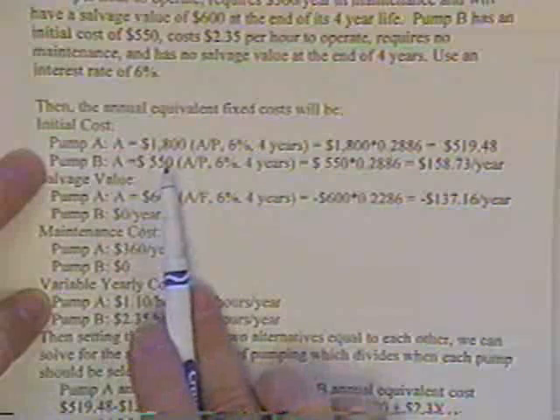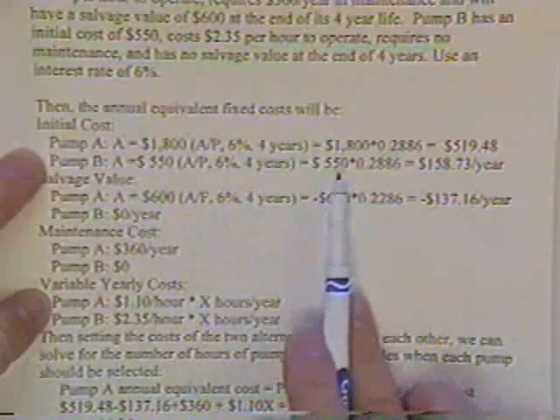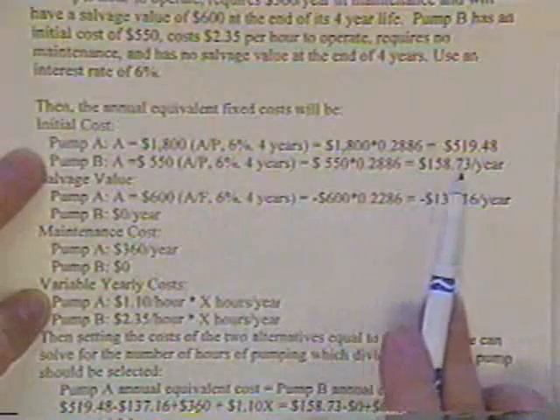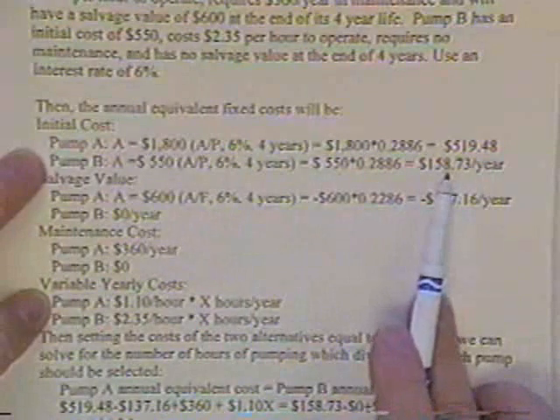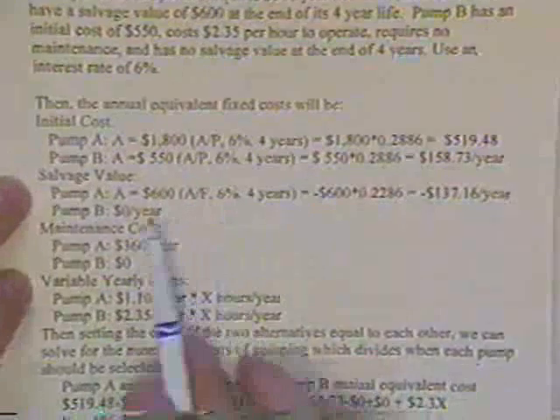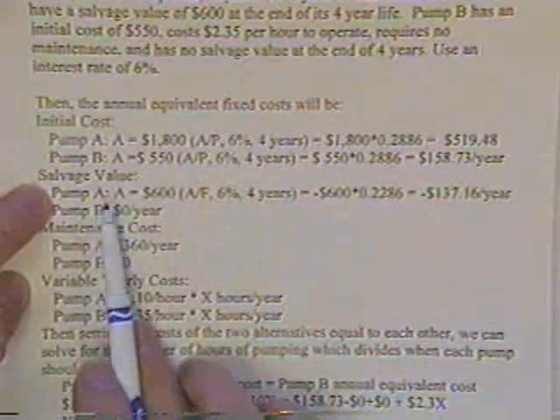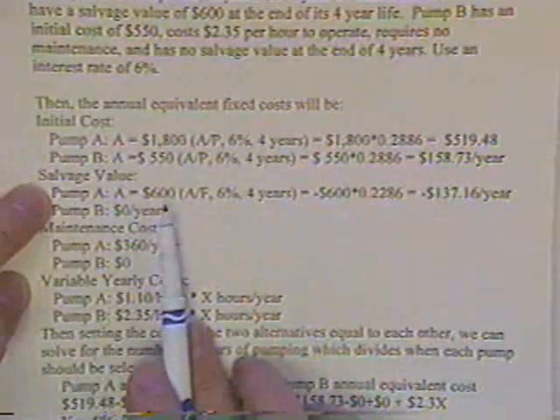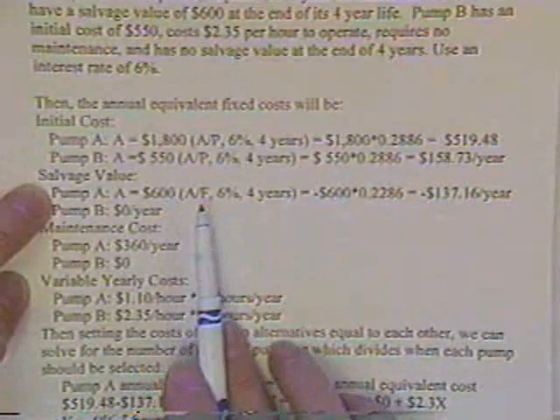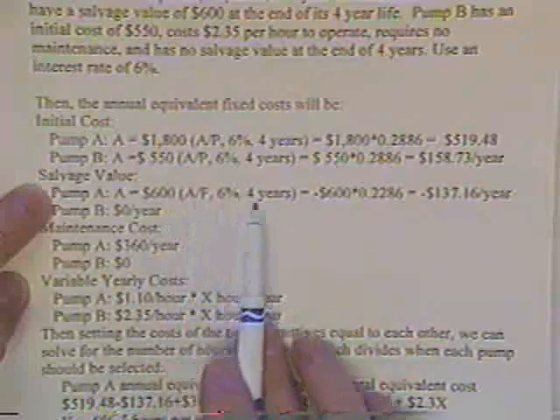Pump B, on the other hand, only costs $550. So in effect, by buying a $550 pump, you're telling me that that pump costs you $158 per year annually. That's the same amount of money here as money here. Now the salvage value would bring in some money. Pump A has an annual value to you of $600 times A over F at 6%, 4 years.